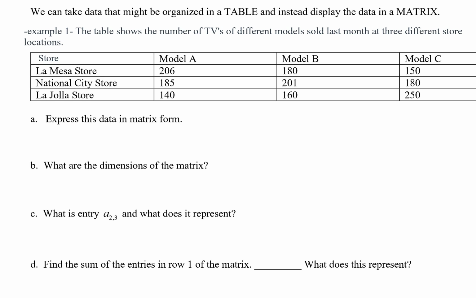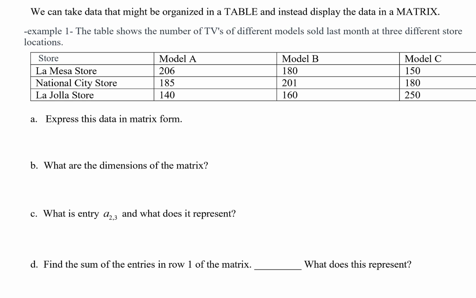Underneath the first column, you see the heading of store, and then you see the La Mesa store, the National City store, the La Jolla store. And then for the next 3 columns, you see in the heading Model A, Model B, Model C. And it states the number that is sold for each of the stores. In the La Mesa store, there were 206 Model A TVs sold.